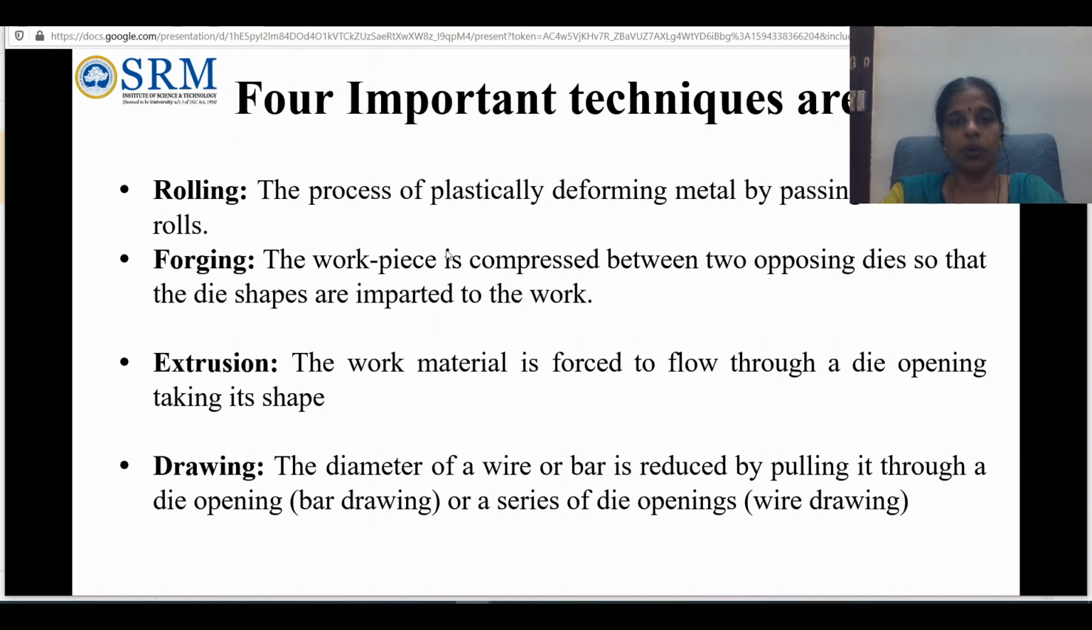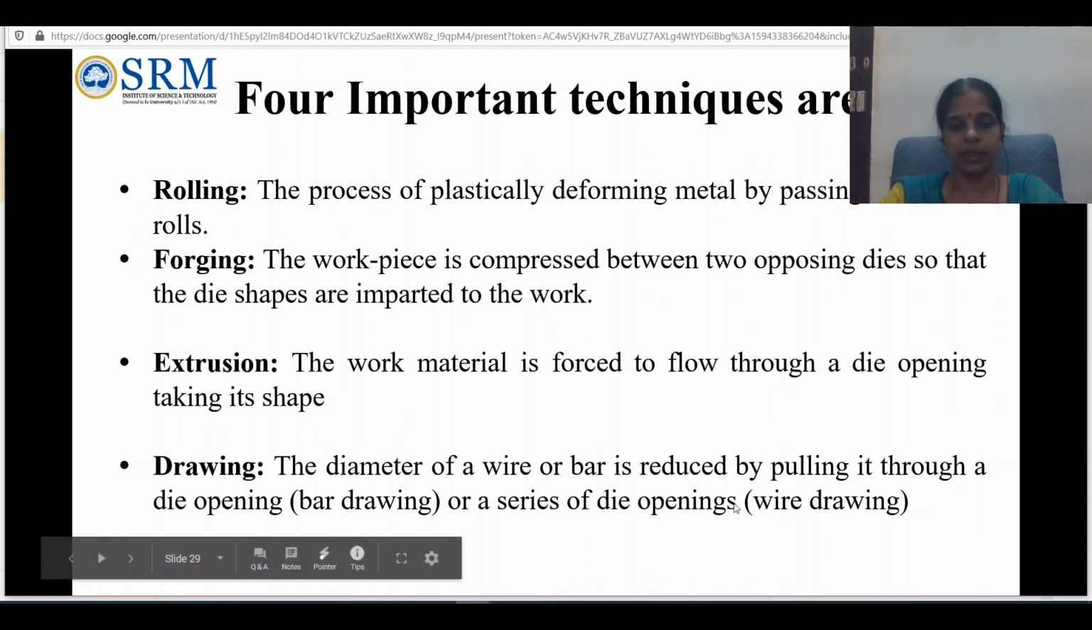We are going to discuss four important techniques, namely rolling, forging, extrusion and drawing, in the forthcoming classes. So let us see in the next class. Thank you.